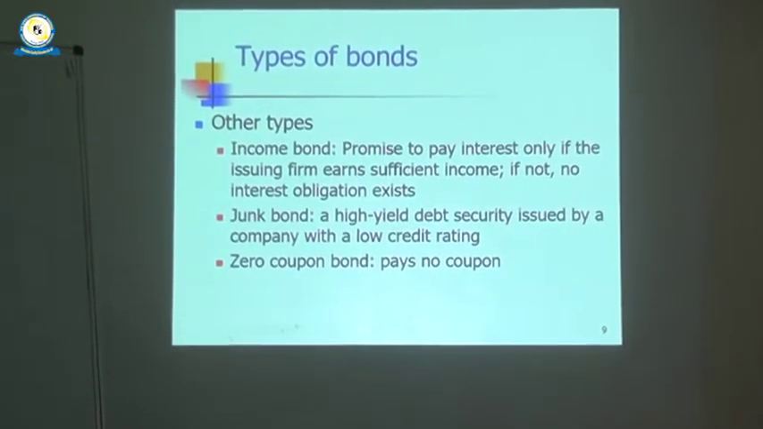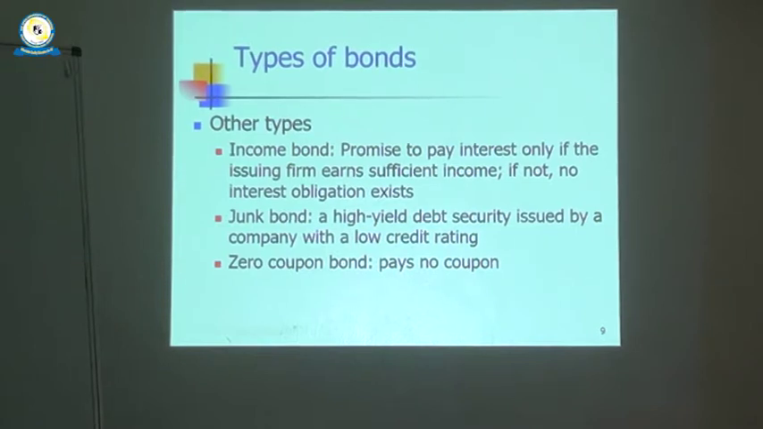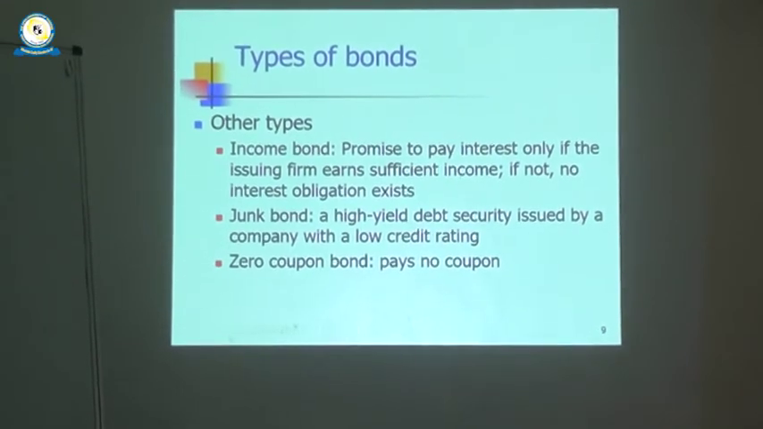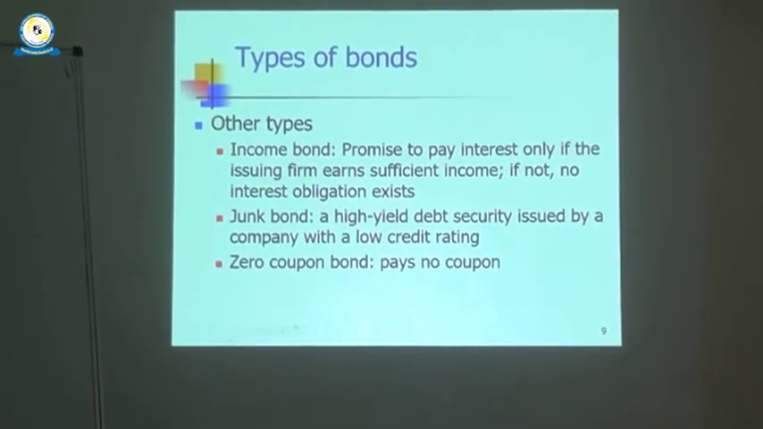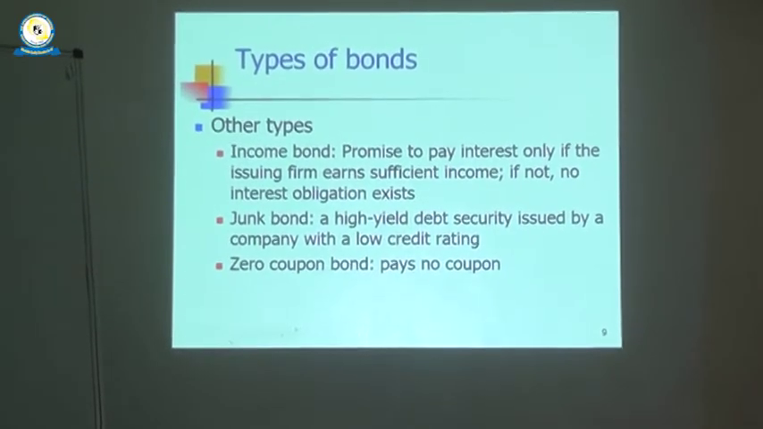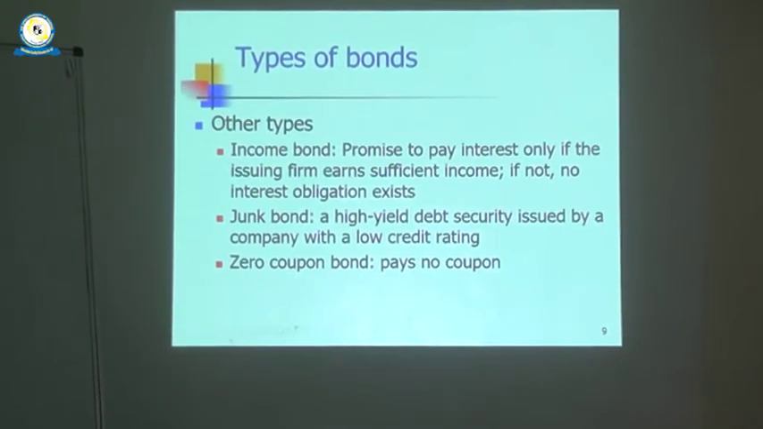We have also other types of the bond, for example, income bond, whereby the bond promises to pay interest only if the issuing firm earns sufficient income. If the firm does not have sufficient income, it means that there is no interest for such a bond. Also, we have junk bond. A junk bond is a high-risk debt security issued by a company with a low credit rating. And also we have zero coupon bond, whereby no coupon is paid at all.